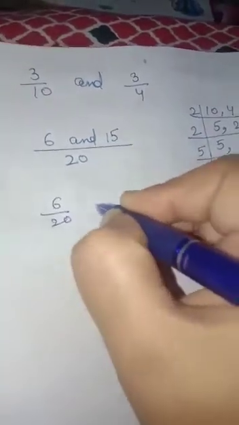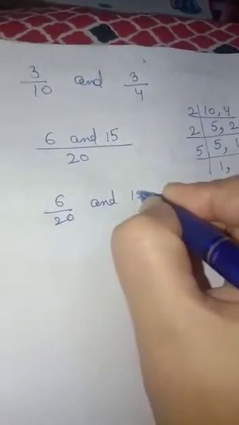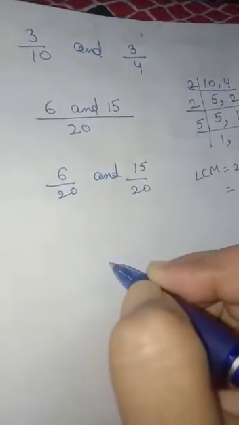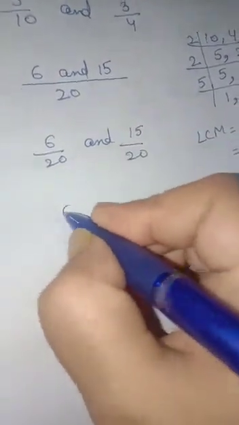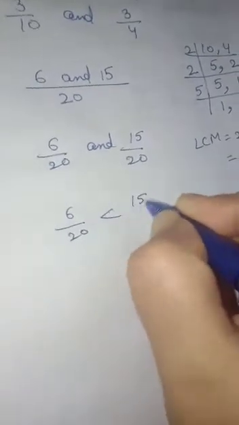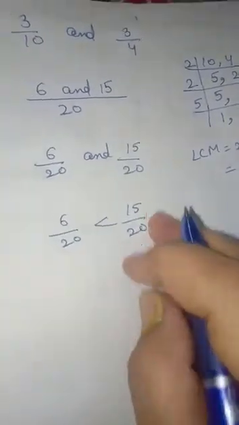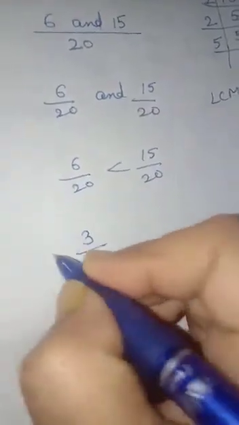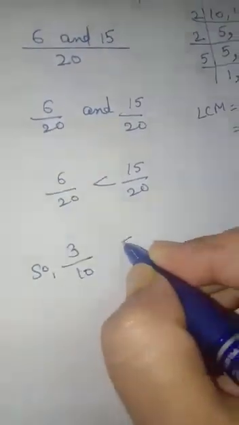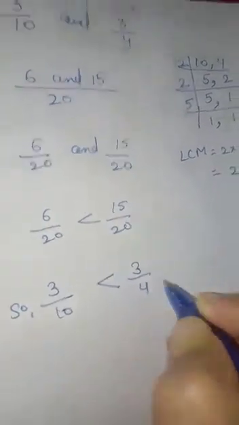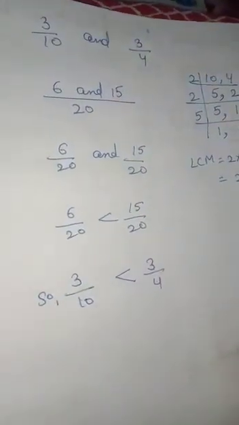The same steps will be followed here. 20 divided by 10 is 2. 2 3s are 6. 20 divided by 4 is 5. 5 3s are 15. Okay. Now separate the numerators. 6 by 20 and 15 by 20. Which one is greater? 15 by 20. So here the right side fraction is greater. So in the same way, 3 by 10 is less than 3 by 4. The right side fraction is greater.